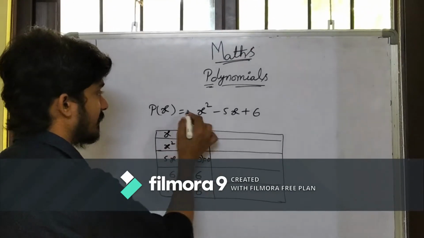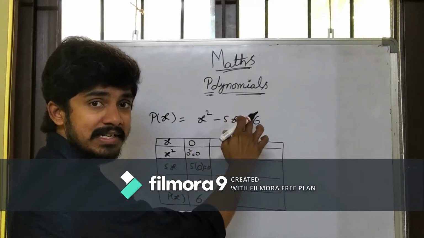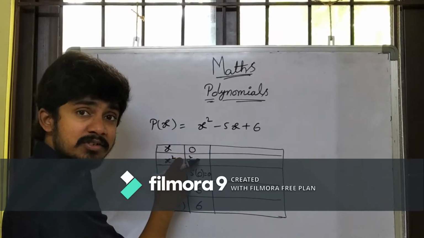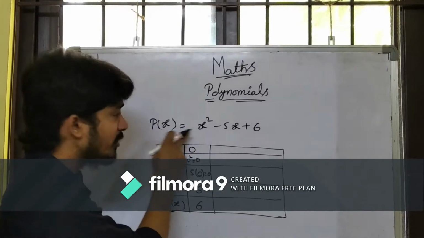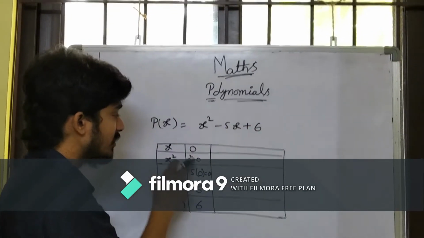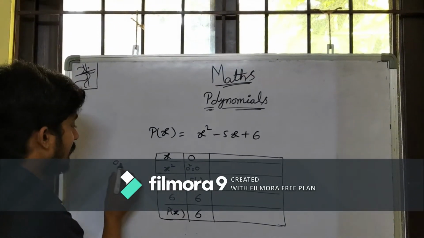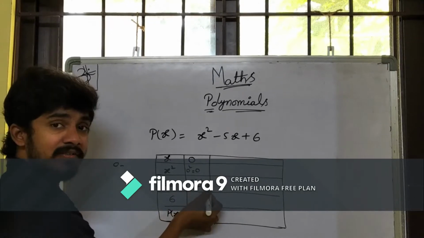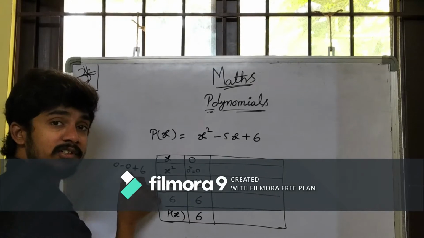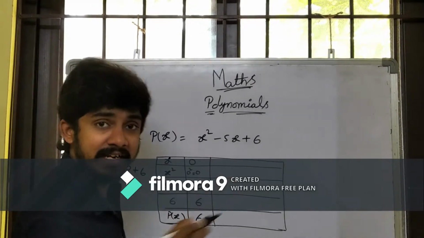Next, x square minus 5x plus 6. For p of x, you have to find p of 0 if x equals 0. P of 0 means 0 square minus 5 into 0 plus 6. 0 square value is 0, minus 5 into 0, and 5 into 0 value is 0. 0 minus 0 plus 6 is 6. P of x value is 6.